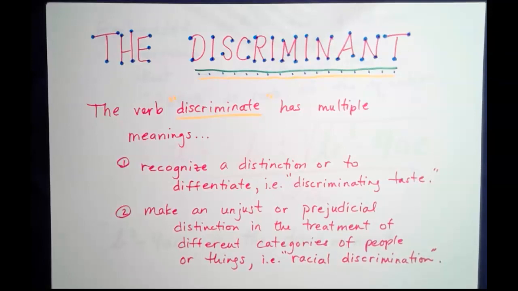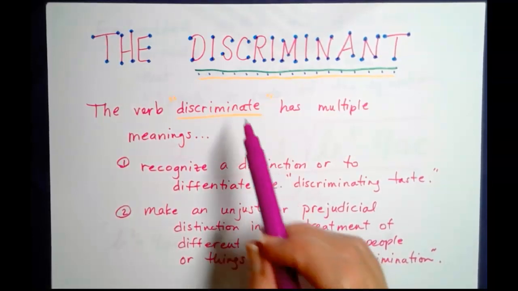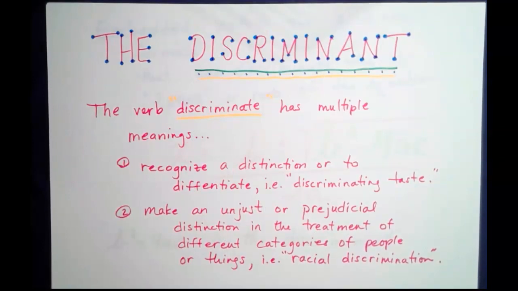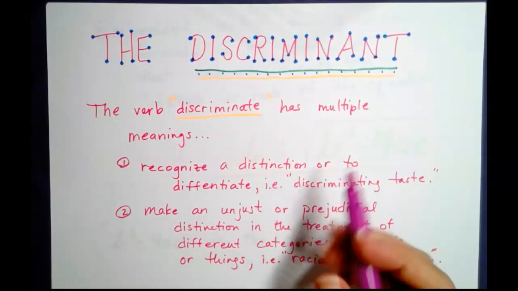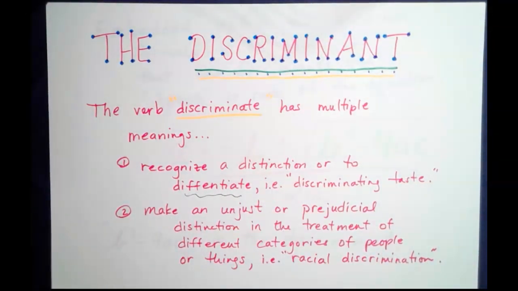And probably the meaning that you're most familiar with is the second one here, which is to make an unjust or prejudicial distinction in the treatment of different categories of people, like racial discrimination. But to discriminate also has a secondary, more positive meaning, and it's to recognize a distinction or to differentiate, which is what we're going to be doing today.